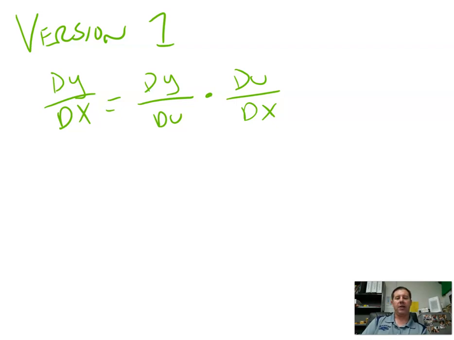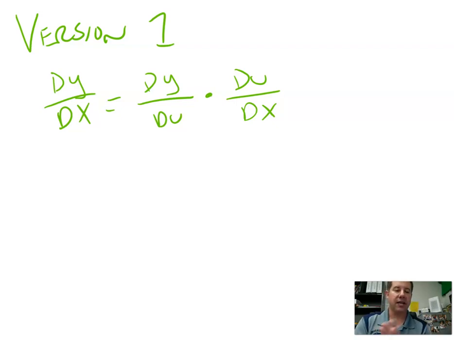Here's version 1 of the chain rule. If I want to take the derivative dy dx, another way to say the derivative, I'm going to take the derivative of the function y with respect to u, and then the derivative of the function u with respect to x. If I multiply those together, then the du's would kill each other off, and we'd be left with dy dx. So I'm going to take these composite functions and rewrite y in terms of u, and then u in terms of x, and then I can take those derivatives separately and multiply them together. That's what version 1 says.